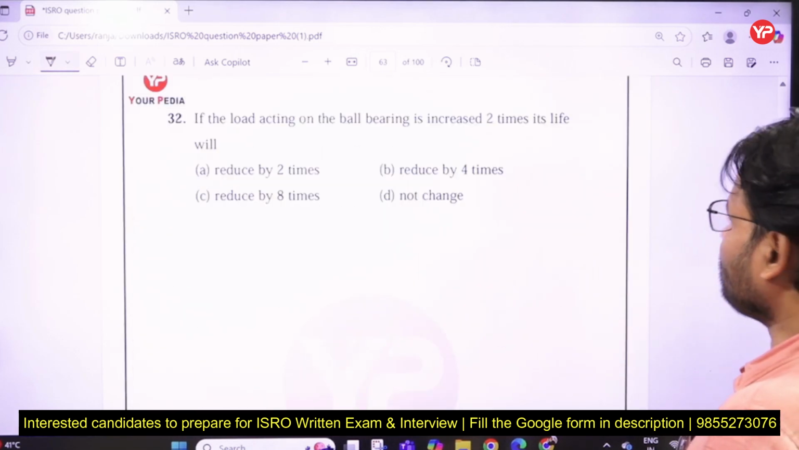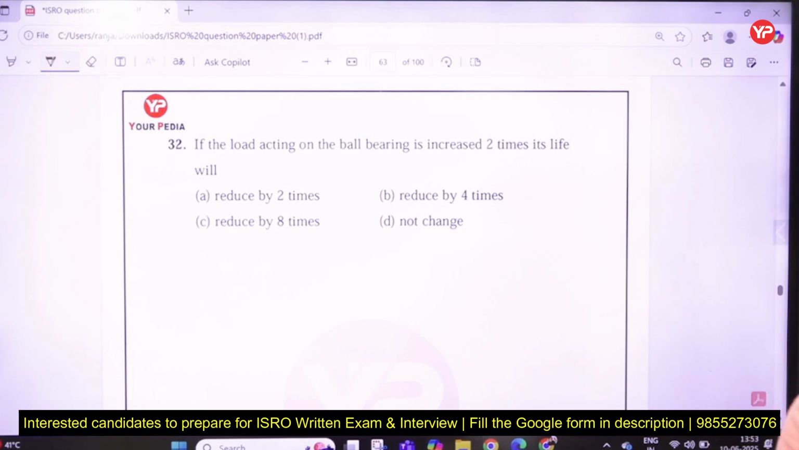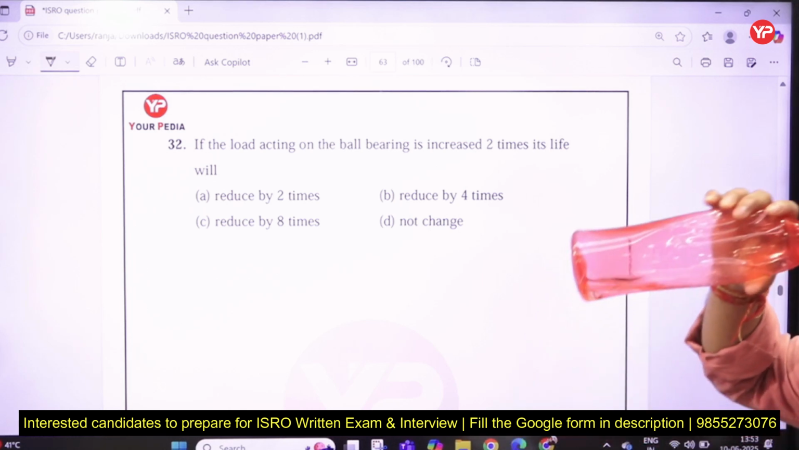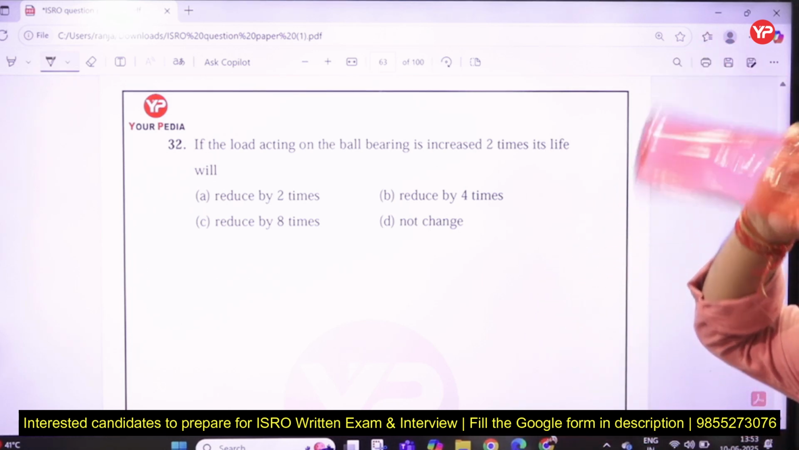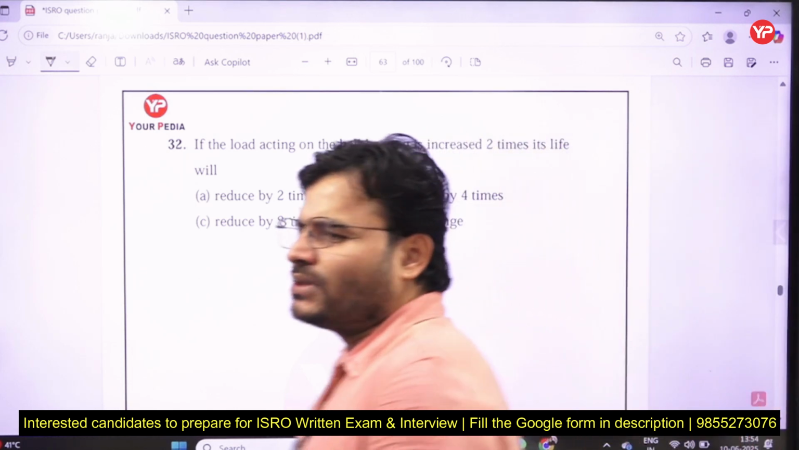Now again, this question has been taken from machine design. What is the question? The question is, if the load acting on the ball bearing increases 2 times, its life will... You have the options. What will be the life? That question has been taken from machine design.